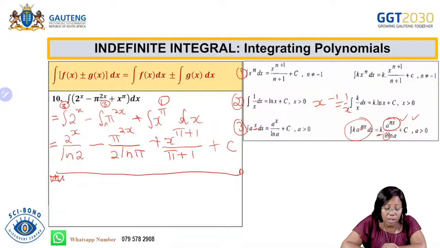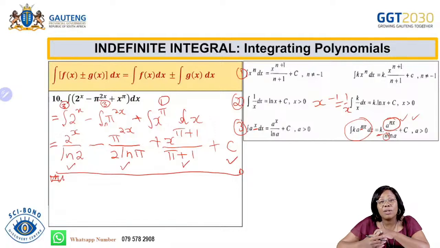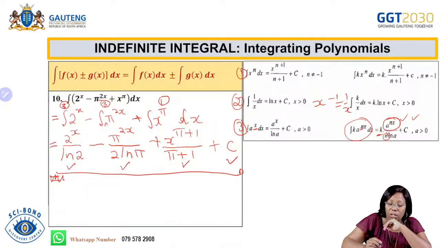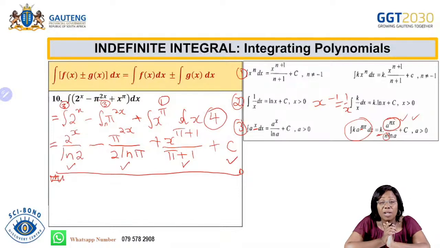Mark allocation: it will be 1 for the first integral, 1 for the second integral, 1 for the third integral, and the fourth mark for indicating that there's a plus c. So this can be a maximum of 3 or 4 marks. In this case, I will give this one 4 marks. I hope, grade 12, you managed to get those 4 marks.